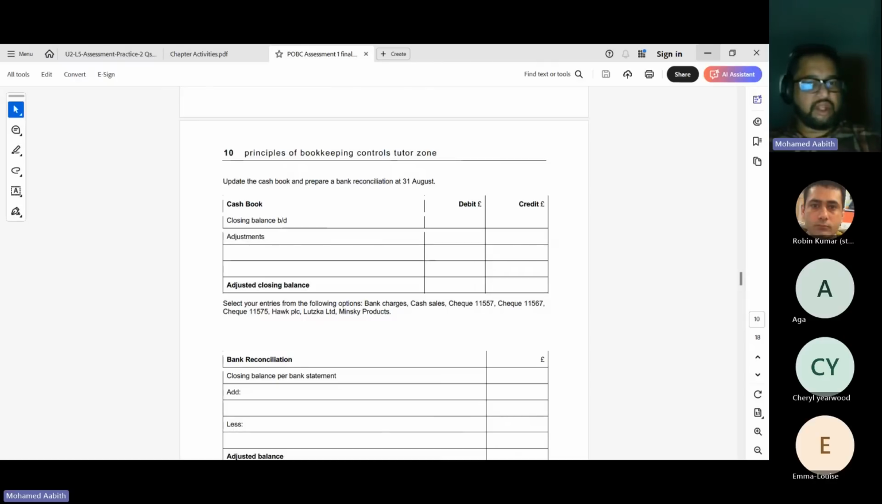What am I going to do with it? There is an irrecoverable debt. People who owe you money become obsolete, which means they've just gone bankrupt and stuff like that. So what we can do there is use another book of prime entry to record that transaction. That book of prime entry is the journal. Let me show you quickly a couple of slides on what journals are used for.